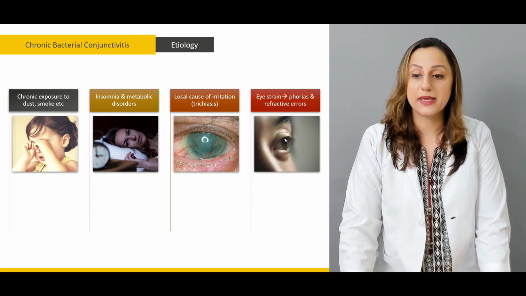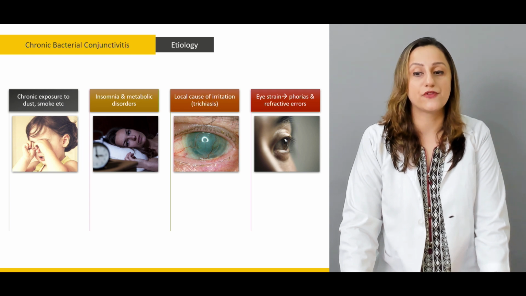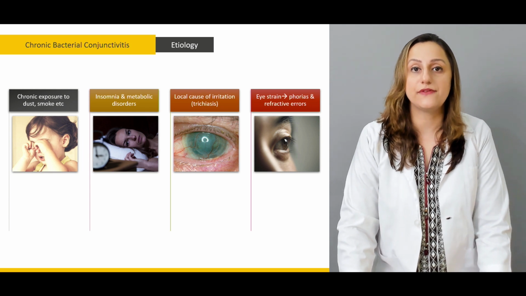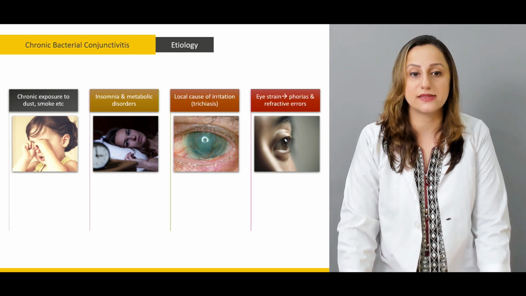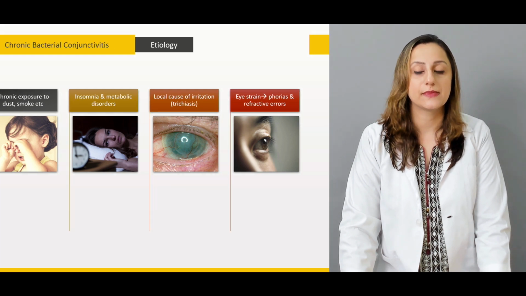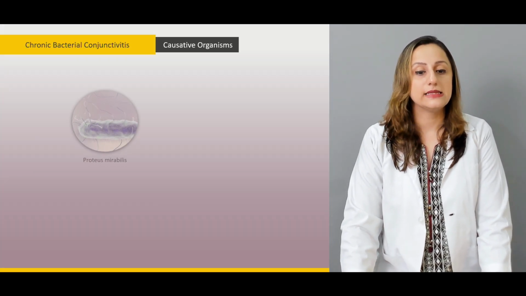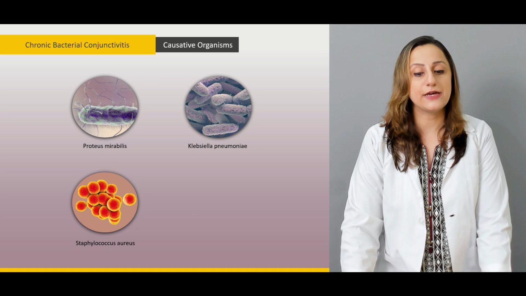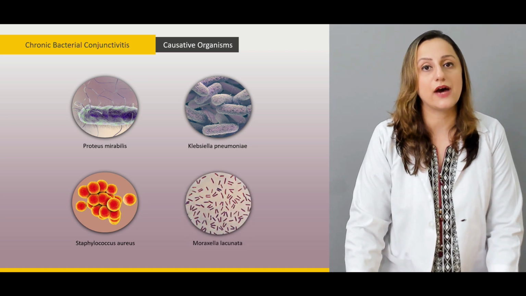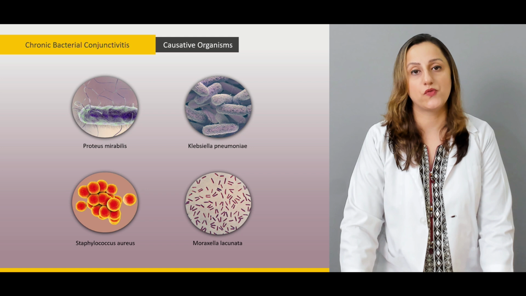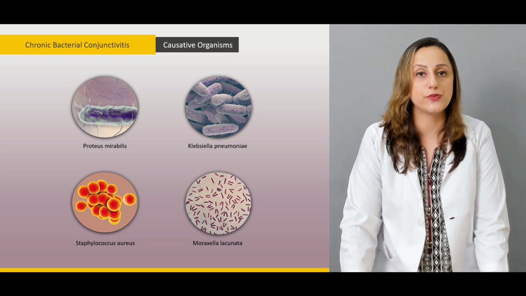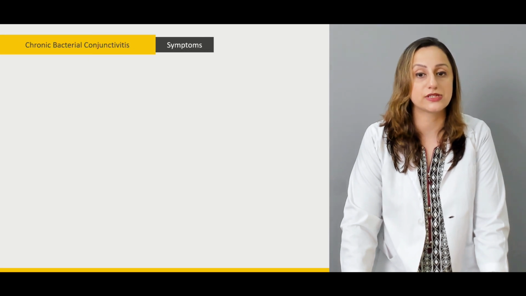The eye strain basically consists of the phorias and the refractive errors, and they can be one of the leading causes for the development of chronic conjunctivitis in these patients. The causative organisms over here are Proteus mirabilis, Klebsiella pneumoniae, Staphylococcus aureus, and then finally Moraxella lacunata. So these are namely the bacteria that are responsible for the production of the chronic kind of conjunctivitis.